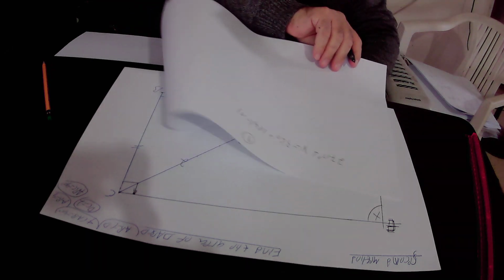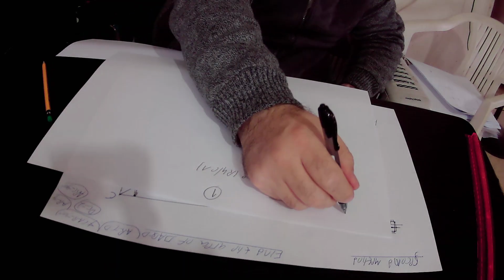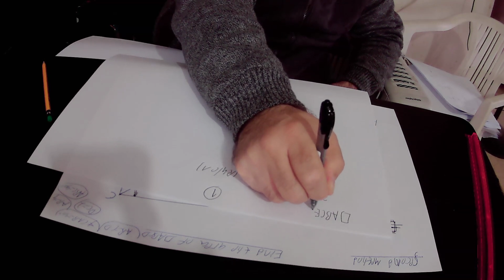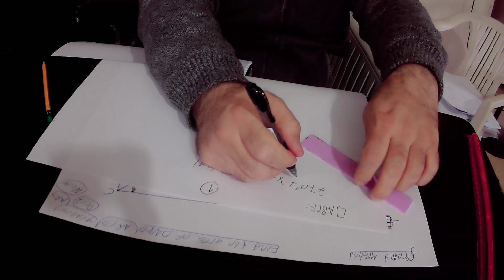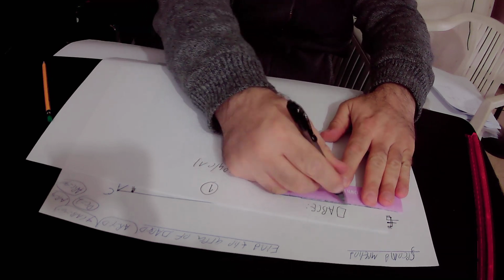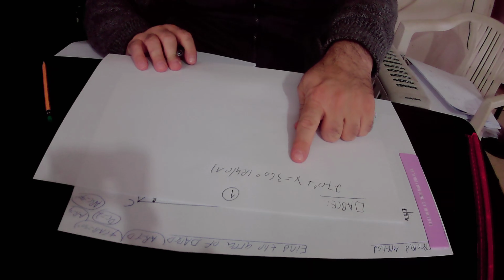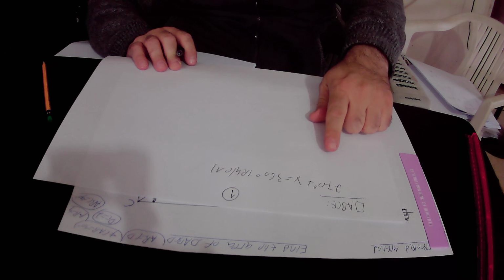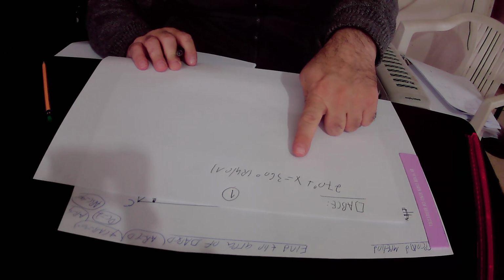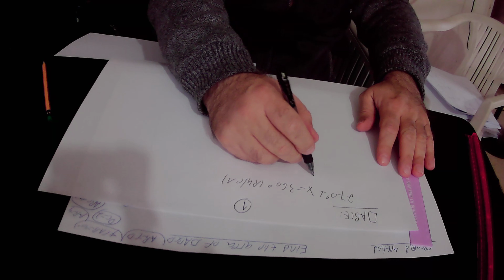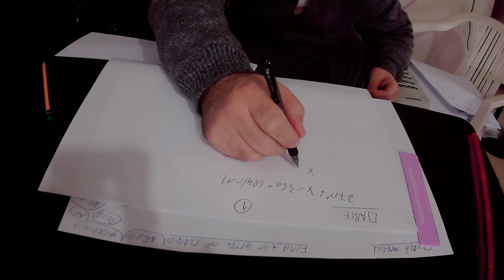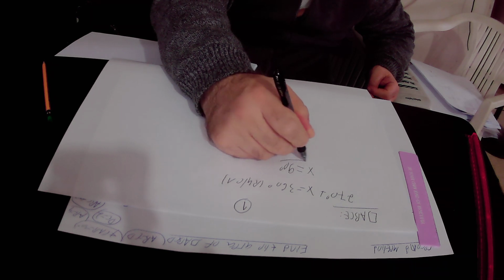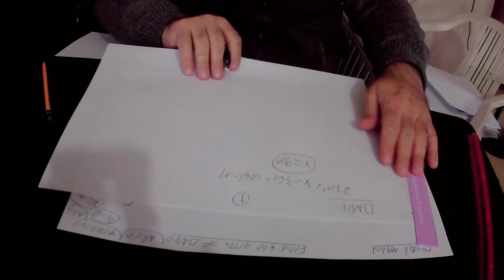I repeat again. The sum of the angles in quadrilateral ABCE must be equal to 360 degrees according to rule number 1. That is to say, 270 degrees plus the size of angle X must be equal to 360 degrees. Here we will subtract 270 degrees, and we will get that angle X equals 360 degrees minus 270 degrees. That is to say, angle X equals 90 degrees. So we found out that angle X is a right angle.